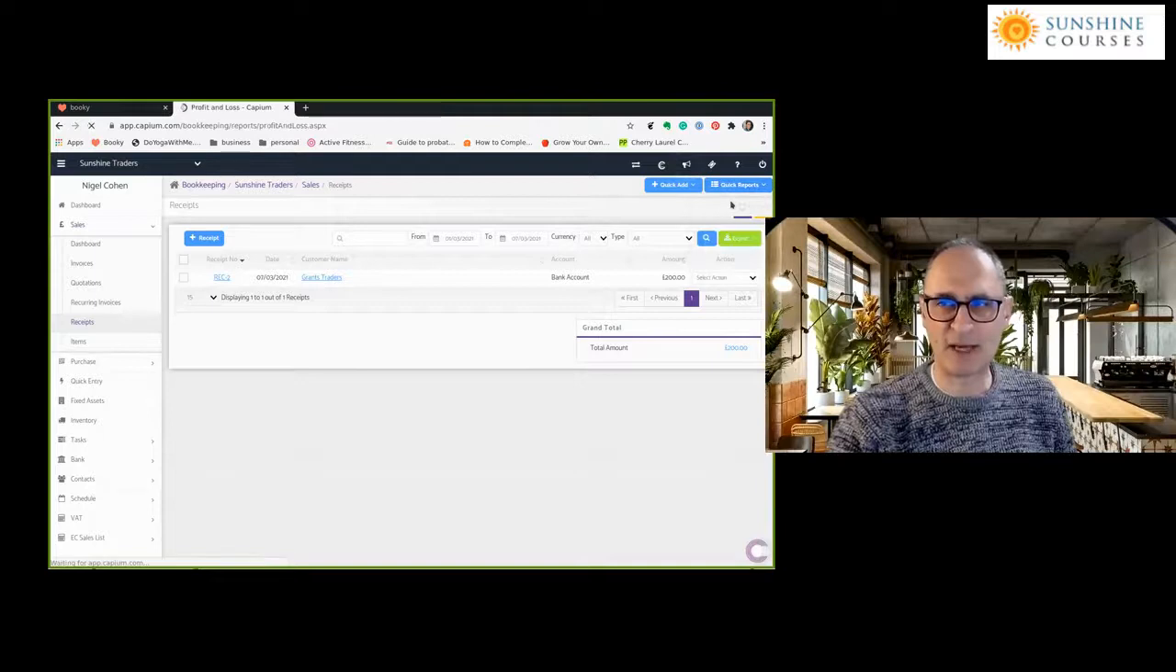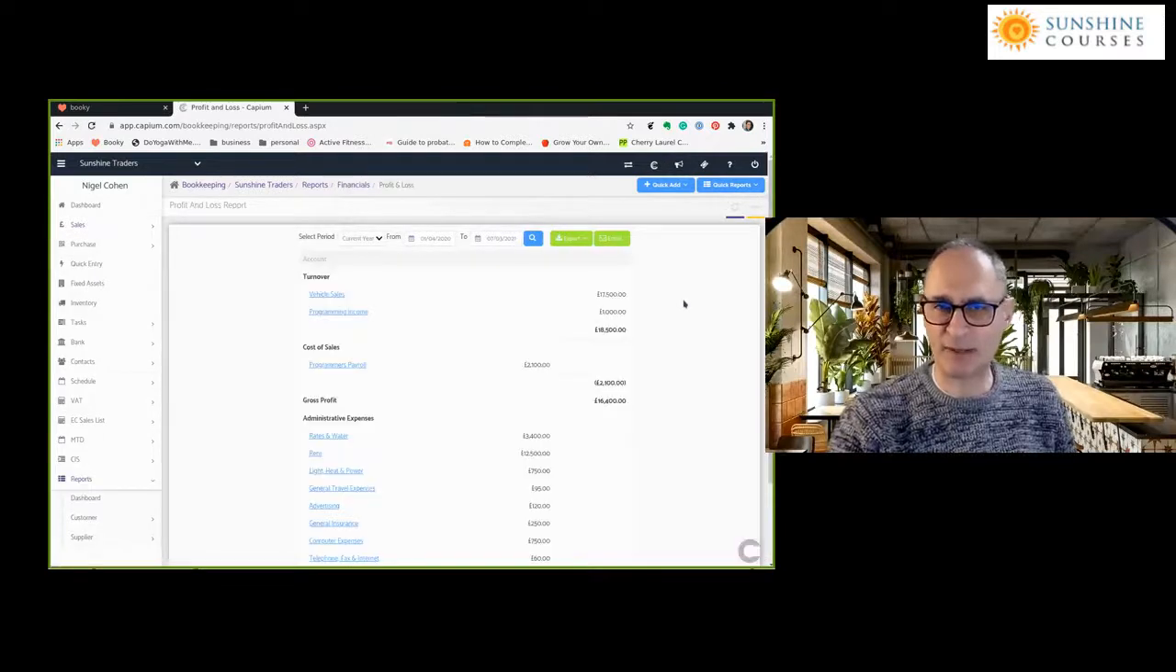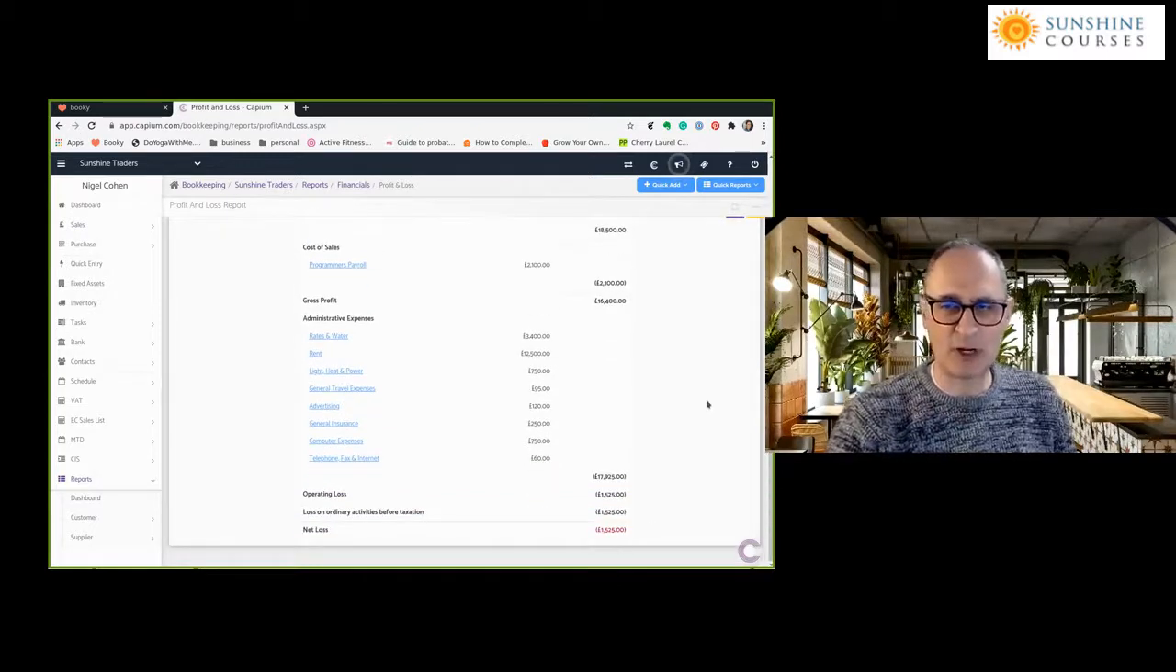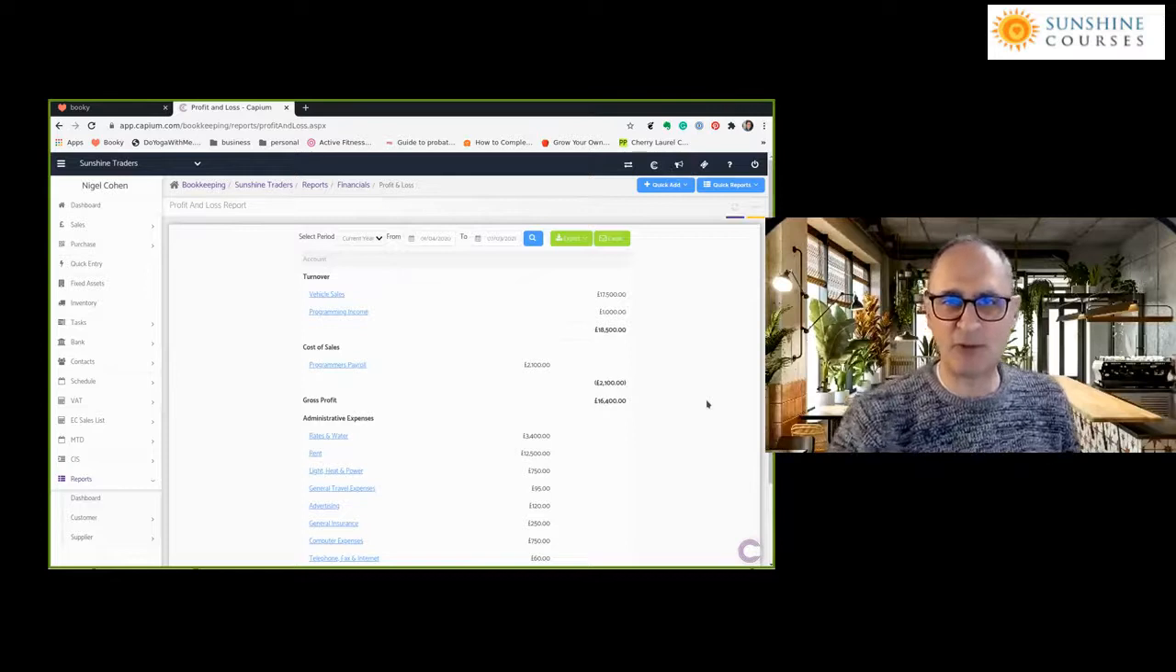Click on the profit and loss account. Nothing's changed. Vehicle sales still 17,500, programming £1,000. Our loss is still 1,500. And this is really the point of the balance sheet items. With debtors, we're not changing the period in which the invoice is recorded. All we're doing is changing the period in which the receipt is recorded.